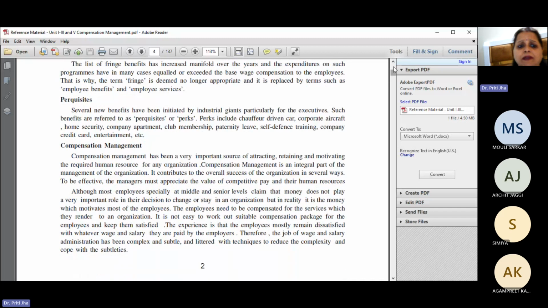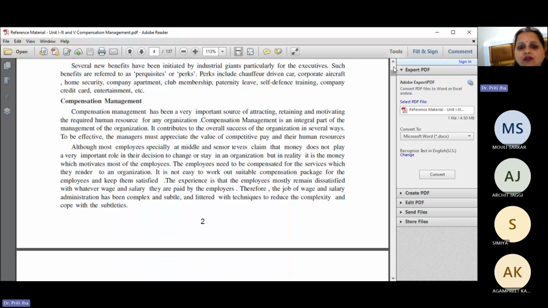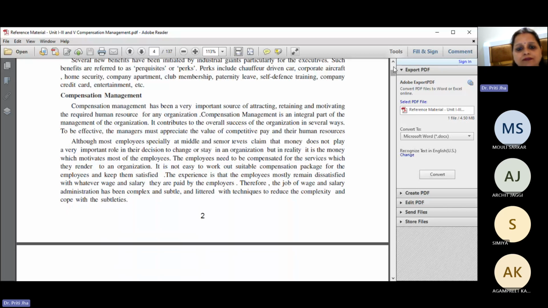Now we come to the topic compensation management. What is compensation management? Compensation management is an integral part of the management of the organization. It contributes to the overall success of the organization in several ways. To be effective, the managers must appreciate the value of competitive pay and their human resources.